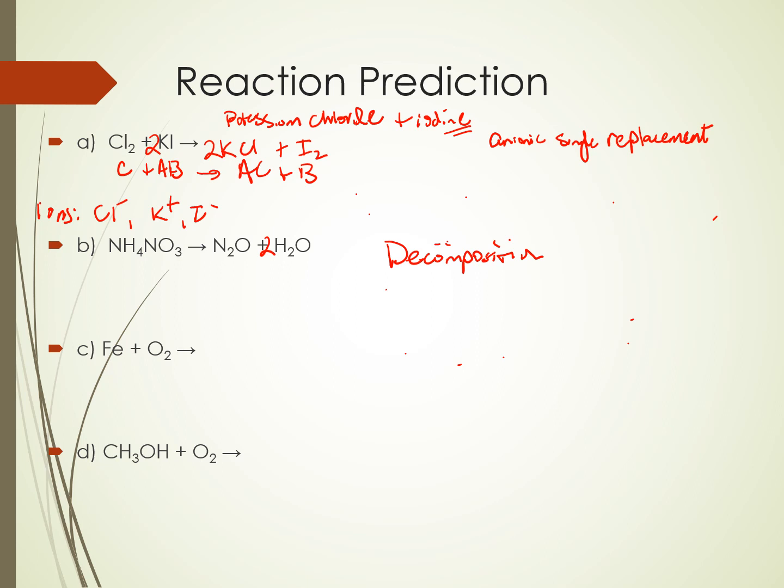When I look at the next one, I have an element iron plus an element oxygen. So I have element A plus element B. So I know that that will represent a synthesis reaction, which means that I'll have a compound AB that forms.